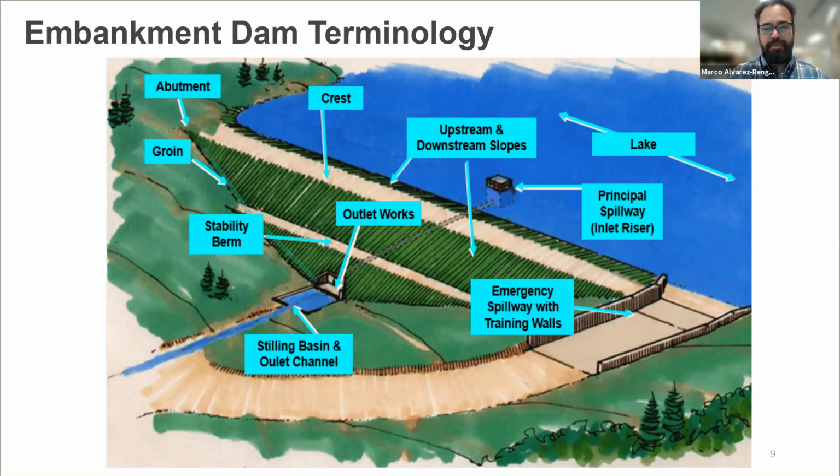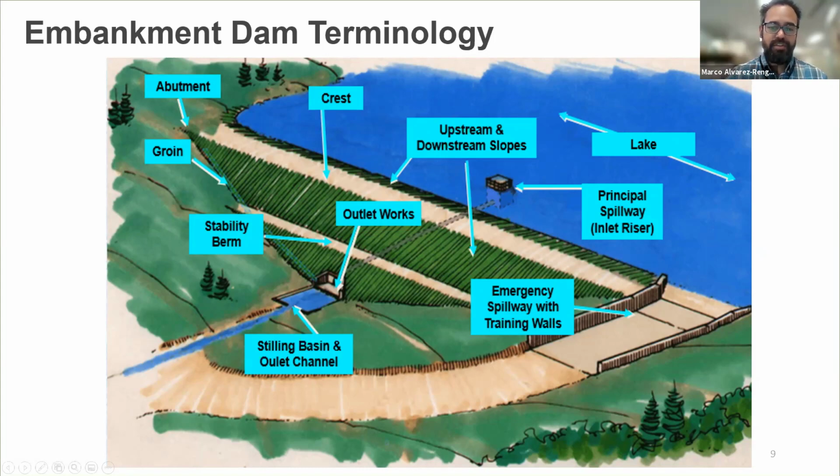But the main parts, if you go from the top, you can see the reservoir, which is the lake. In this picture, we have a principal spillway inlet riser, which is a structure that controls the water level under regular conditions. We have the upstream and downstream slopes. The upstream is the slope that goes into the lake, and the downstream slope is the slope that goes down to the dry area.